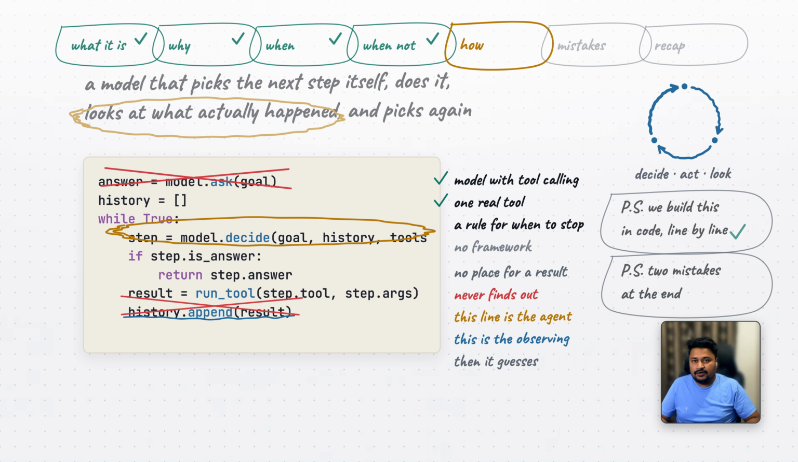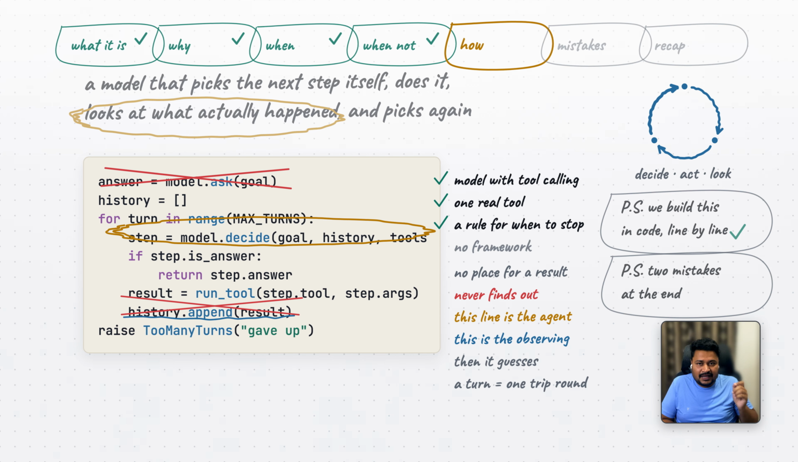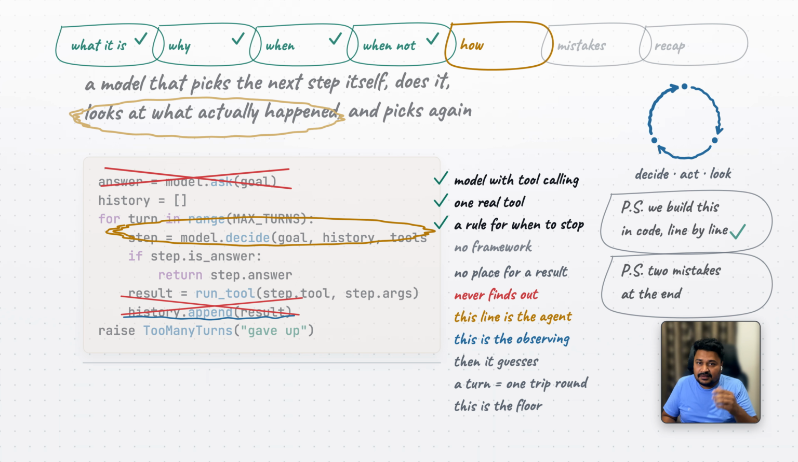One more line, and don't skip it. A loop that runs while true is a bug wearing a suit. Give it a maximum number of turns, and a turn is just one trip round the loop. Then decide what happens when it hits that number. Budgets and timeouts get their own video later. This is the floor. Let's run it on the support example.